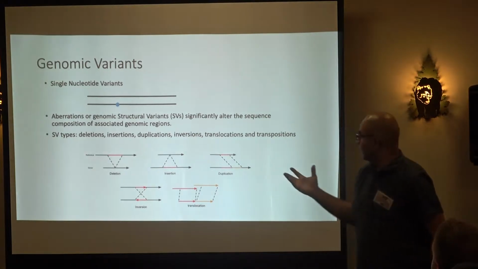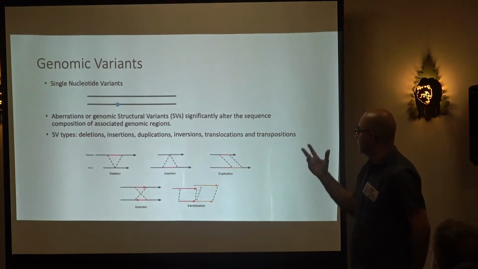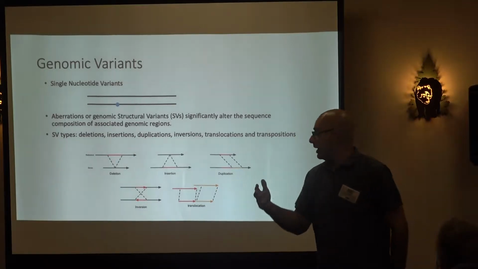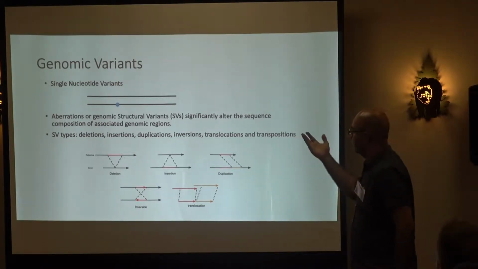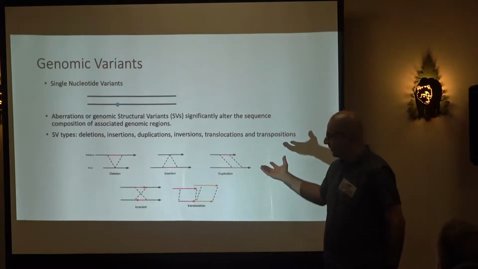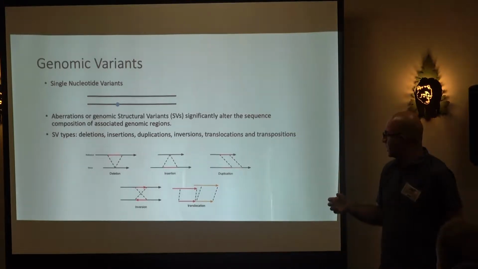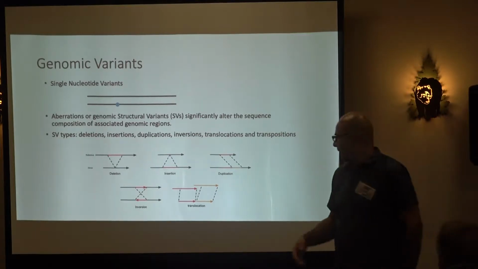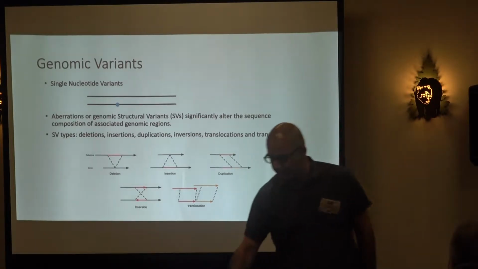So basically, genomic variants can be categorized into two classes. Single nucleotide variants, where your donor genome has a single change against your reference. And structural variations, which are the larger changes. You can see there are different types of them: deletions, insertions, duplications, inversions, and translocations.